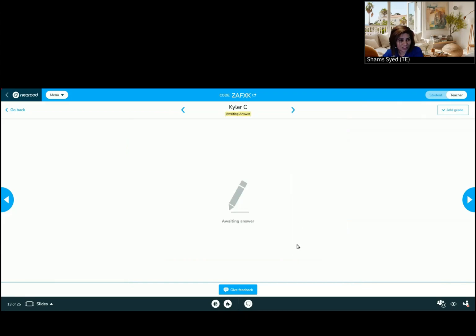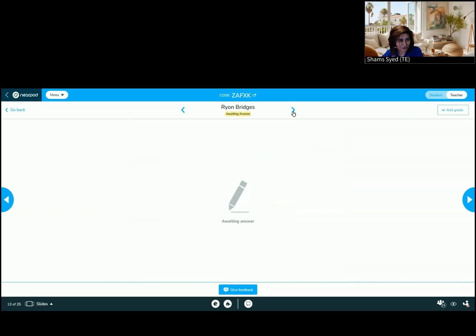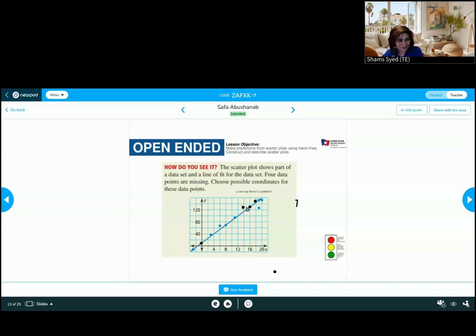This is Julia's slide, quite linear, right on the trend line. Shows positive relation. Kyler is thinking. Here we are. Marissa, very nice. Dots are right around the trend line. This is Royal. Royal has two on top, two on the bottom to show the correlation, positive correlation. Safa's slide is here. The three points are right around. Safa also has an outlier. Safa also has a y-intercept.